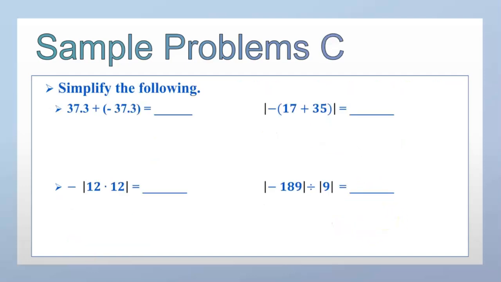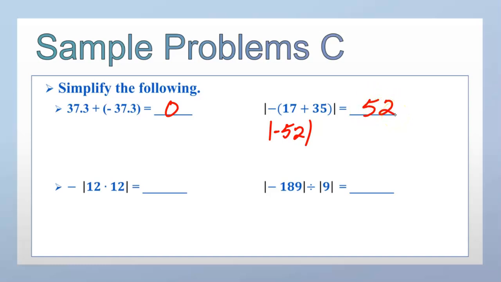And practice problem C's. Here we're just going to be simplifying these. So we got 37.3 plus a negative 37.3. They are the additive inverses of each other, so that would be 0. Here we have 17 plus 35, which will give us 52, but there's a negative involved here, so we have an absolute value of a negative 52, and the absolute value of negative 52 is 52.